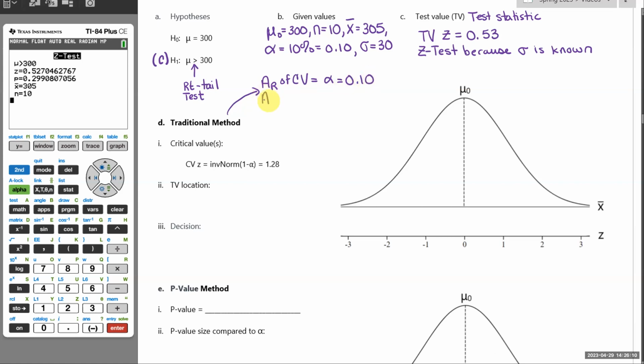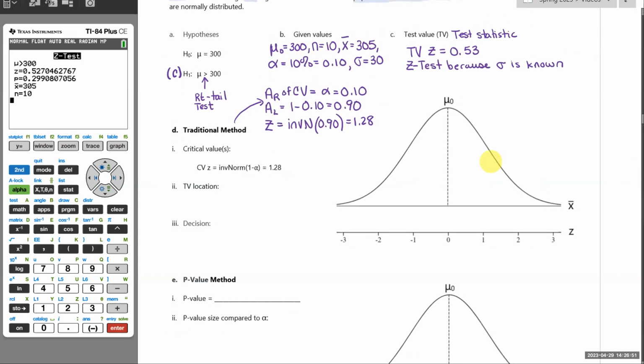But we know that to use inverse norm, we need the area left of it. So 1 minus the area to the right of it. And we did all this, that z-score, and we inverse norm that 0.90, that's where we got 1.28. So I just wrote the rule for you here. If it's a right tail test, we always inverse norm, and it had to be 1 minus our alpha, because that would be the area to the left of it, and that gives you your critical value.